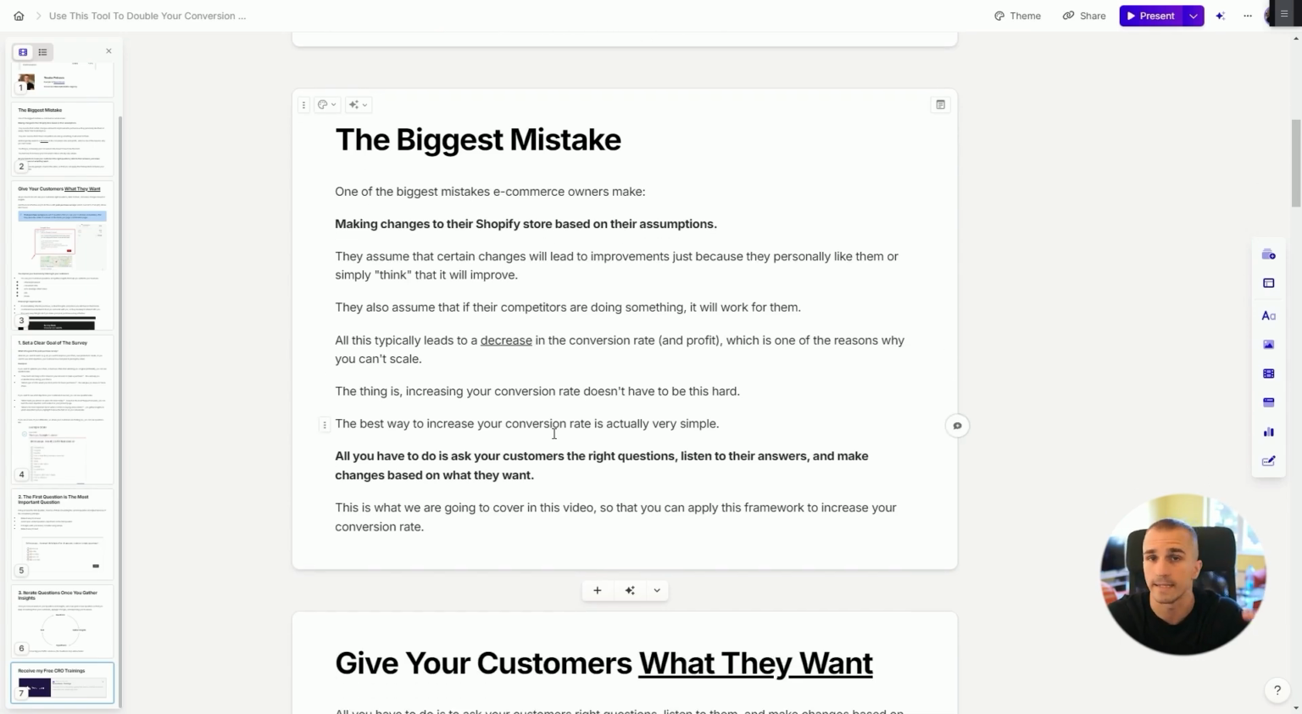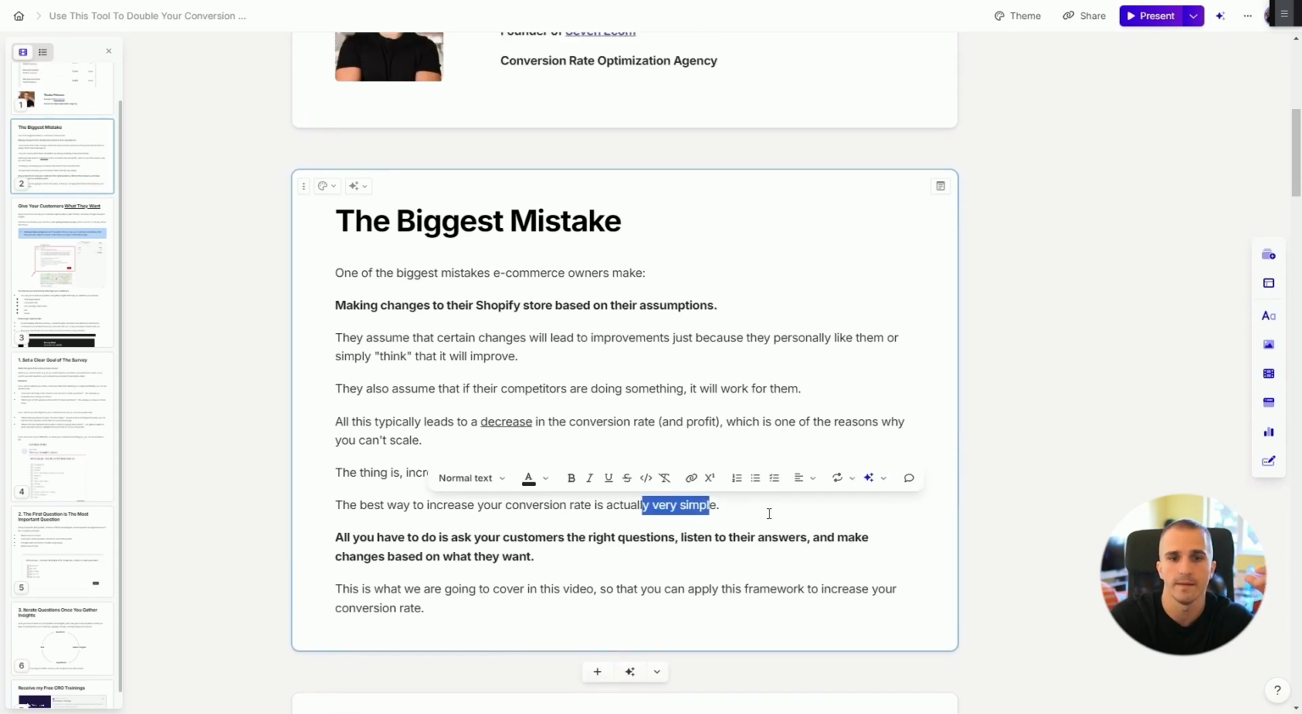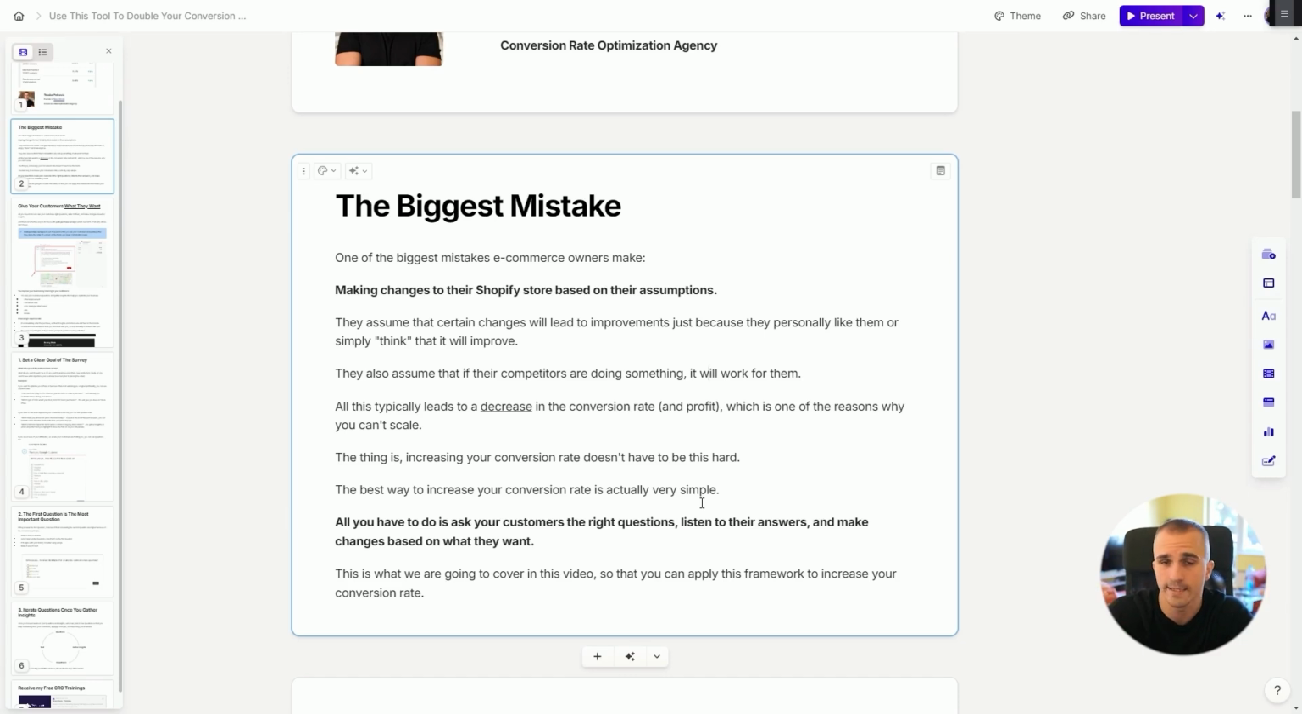And the thing is that increasing your conversion rate doesn't have to be that hard, and the best way to increase your conversion rate is actually very simple and very easy, and all you have to do is to ask your customers the right questions, listen to their answers, and make changes based on what they tell you, which is the topic that we're going to cover in this video, so that you can apply this framework to your Shopify store to increase your conversion rate and how much you profit from your Shopify store.